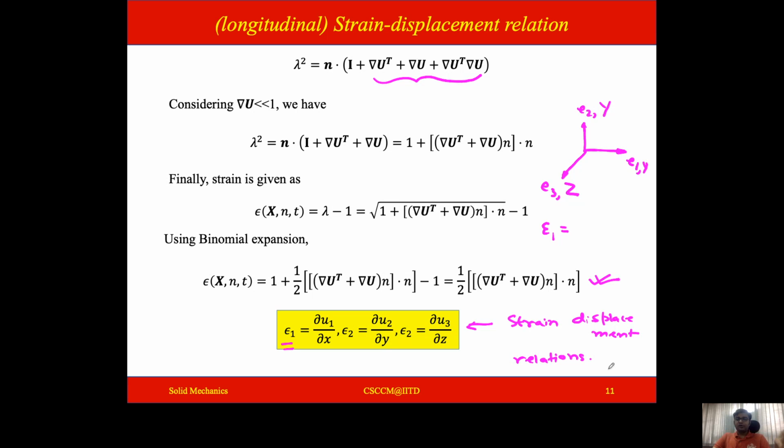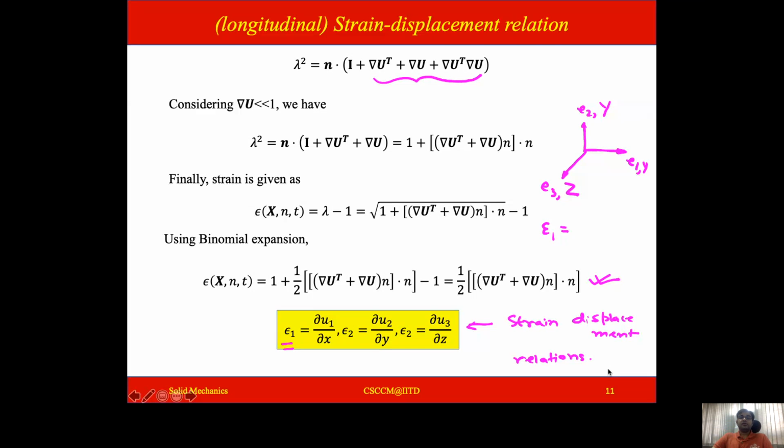Okay. So we'll stop here, and in the next lecture we will talk about the strain displacement relation, obviously, but for shear strain. So the next lecture will be on shear strain. We will define shear strain, and then we'll try to find out the strain displacement relation for shear strain. Thank you, and we will meet again in our next lecture.